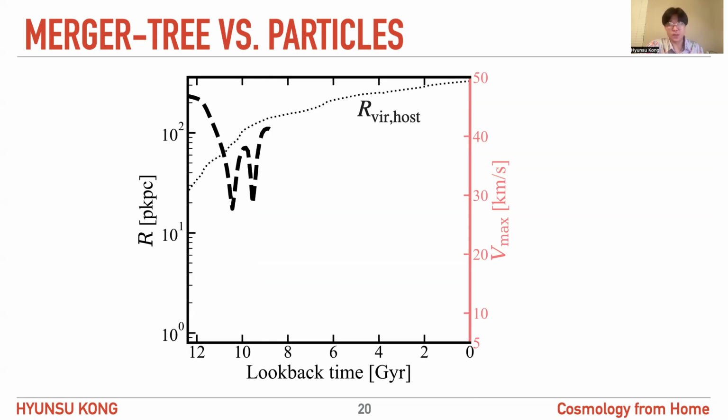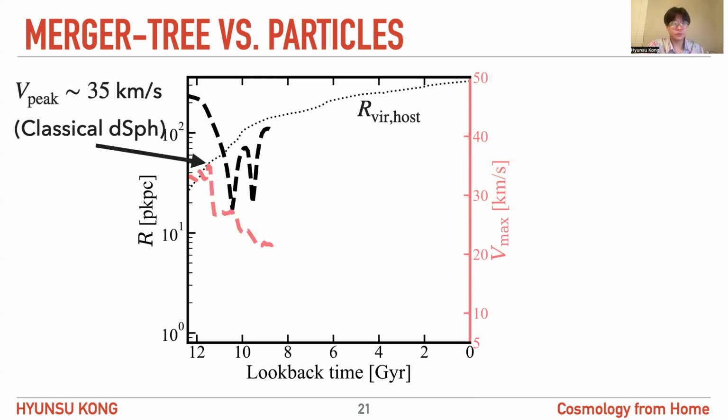This subhalo then completes two very close pericentric passages before it disrupts at 9 gigayears in lookback time, according to Consistent Trees. We can also track its mass evolution by overplotting its Vmax, the maximum circular velocity, which can be read off of the axis on the right.